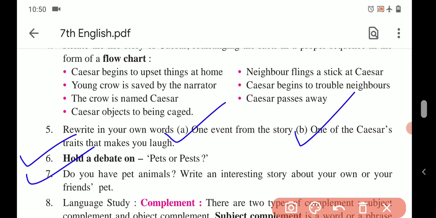Seventh activity, do you have pet animals? So the answer will be yes or no. Next, write an interesting story about your own or your friend's pet. If you have your own pet animal, you write yes and write some information about your pet animal, its habits, its features, etc. If you do not have your own, you can write about your friend's pet animal.